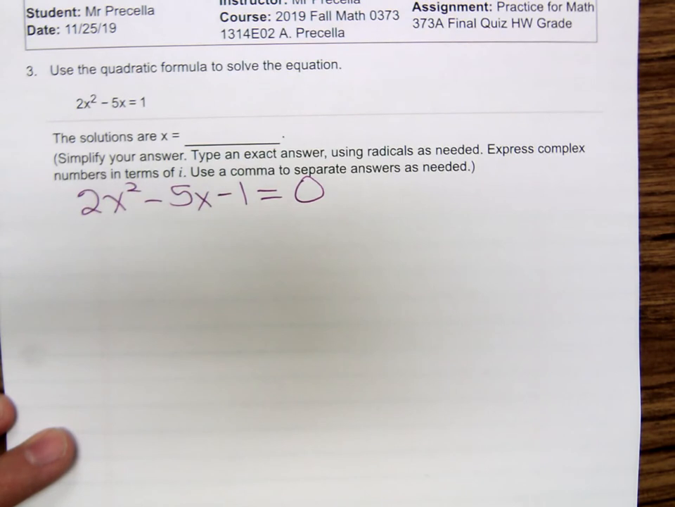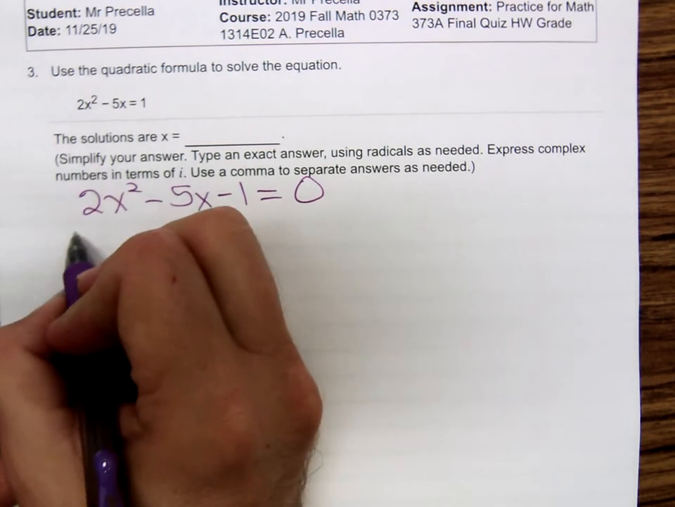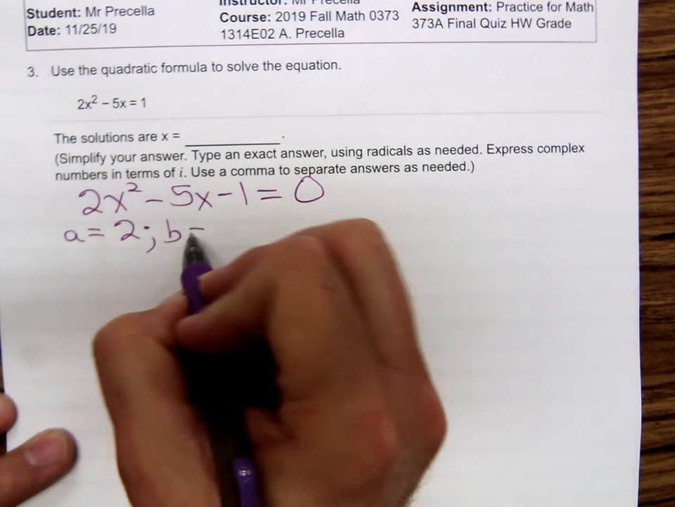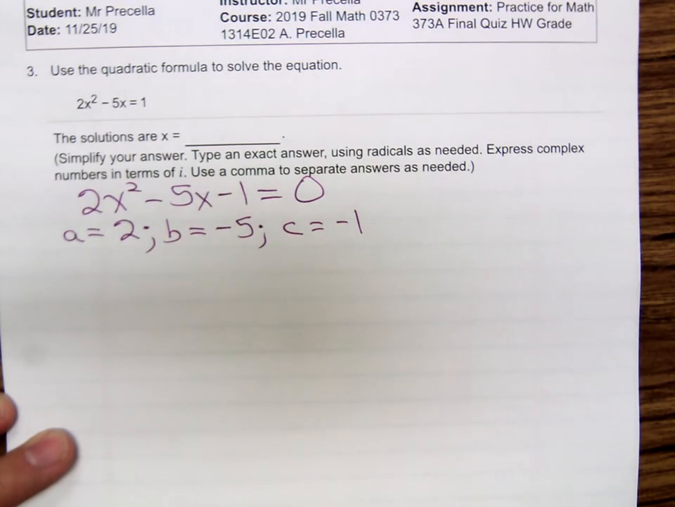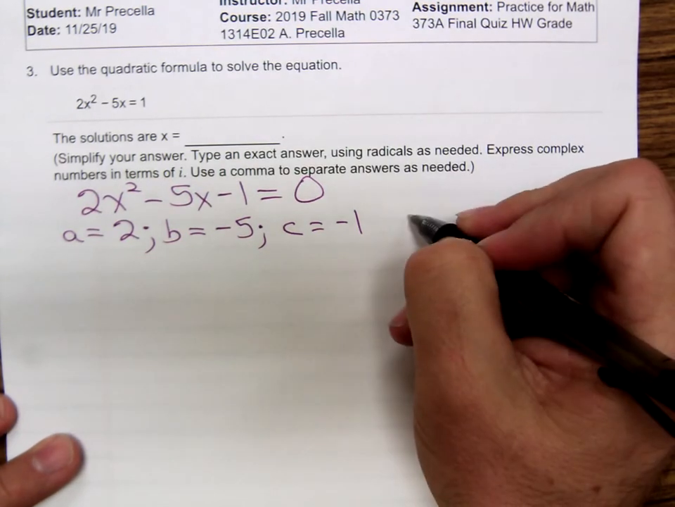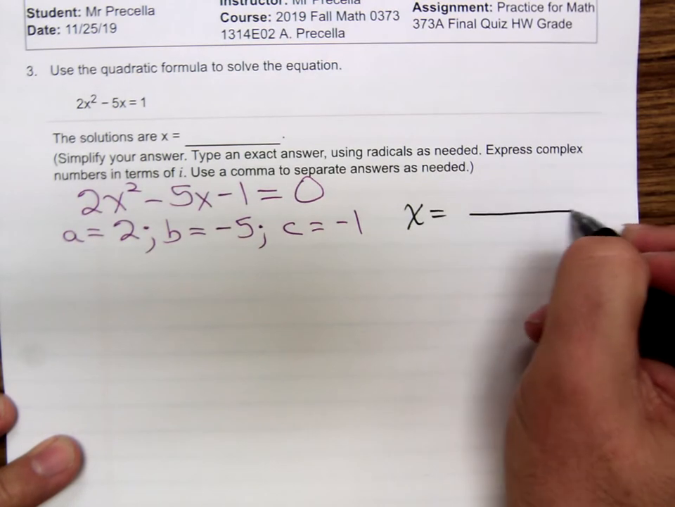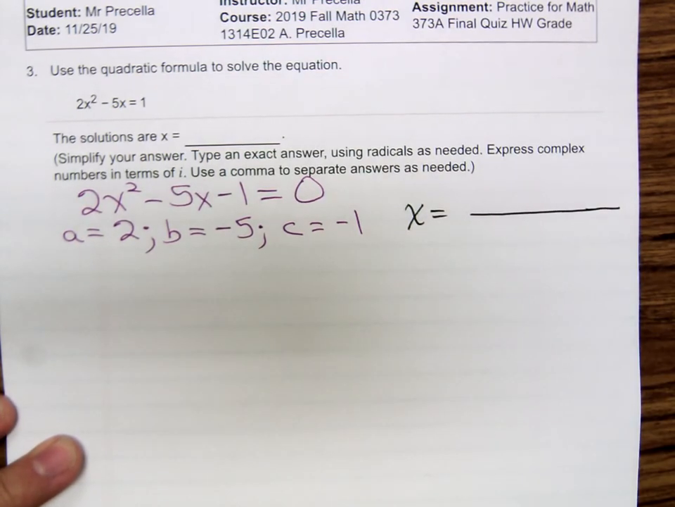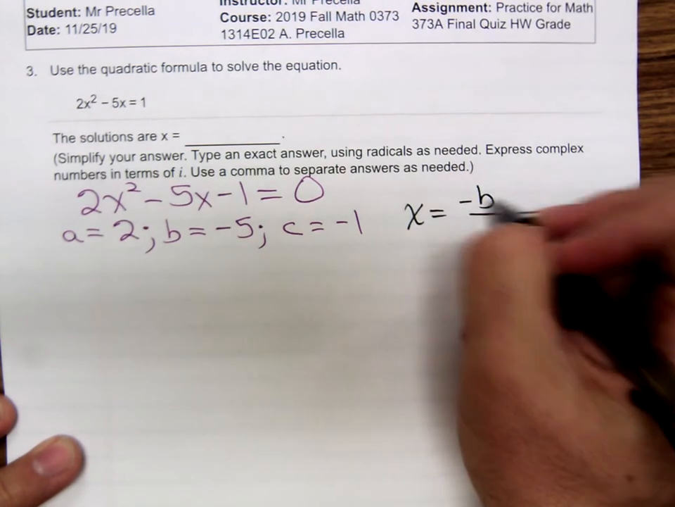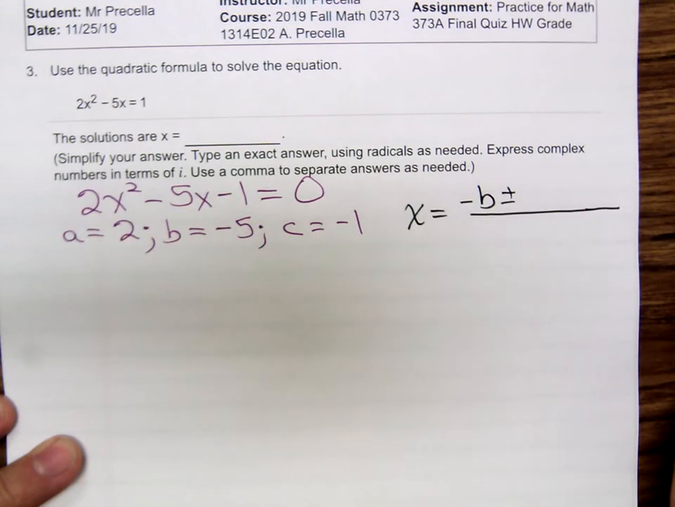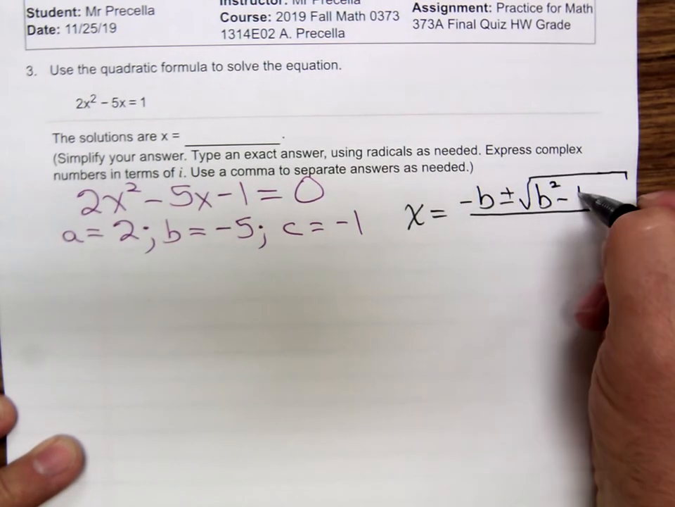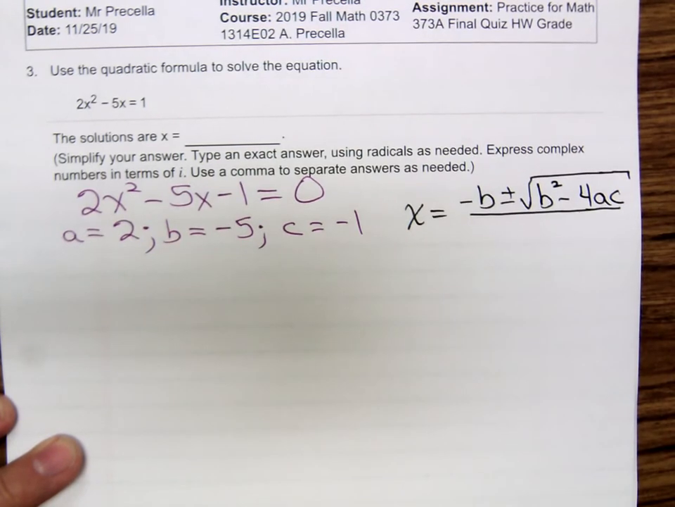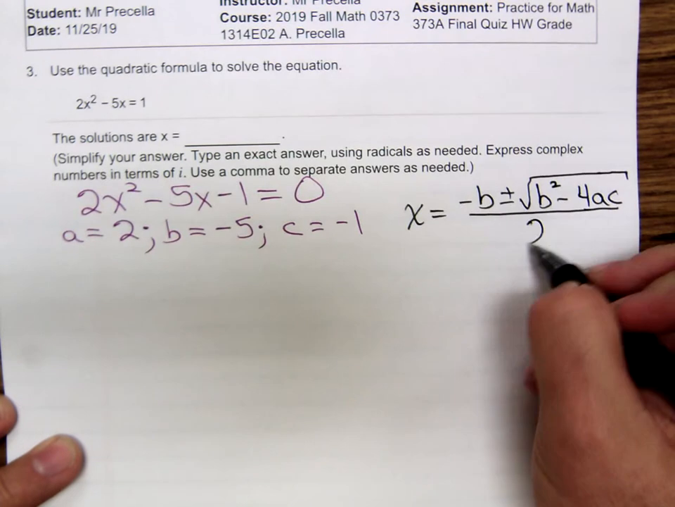And now we can identify our a, b, and c values. What does a equal? 2. B? Negative 5, I agree. C? Negative 1. And maybe we should write down the quadratic formula just to remind ourselves. I'll write it over here. X equals, a fraction bar. What have we got on top? Negative b, plus or minus the square root of b squared minus 4 times a times c, all over 2 times a.